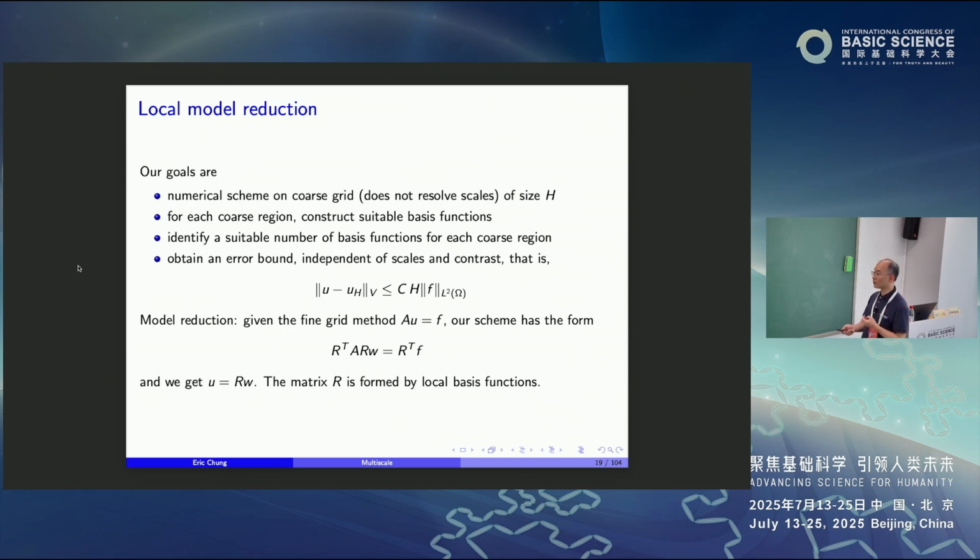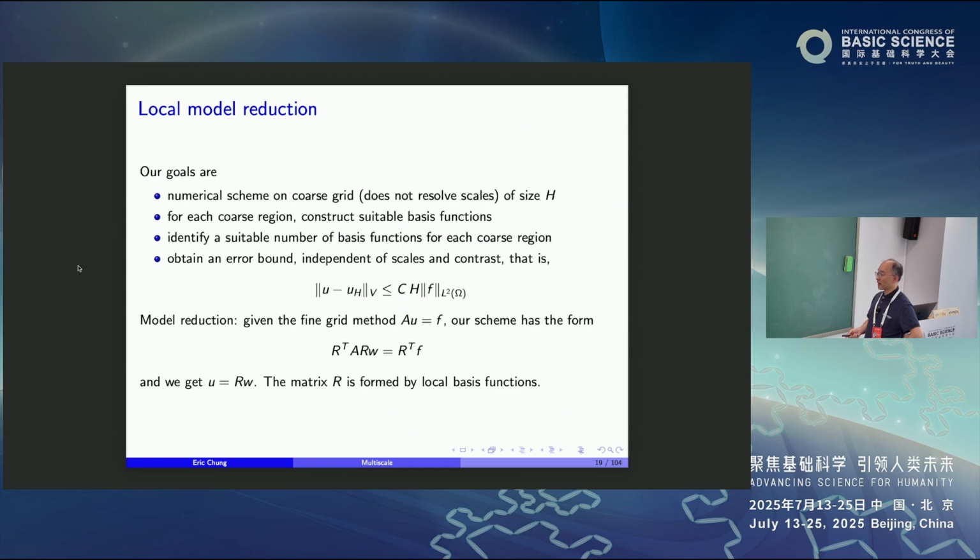Okay, this is what we need to know. And at the end, we want to show that the error of approximation depends only on the coarse grid size. It does not depend on the fine grid size, and it is also independent of the coefficient. You see that in this final bound, it is independent of the coefficient kappa. Again, this is what I mentioned earlier.